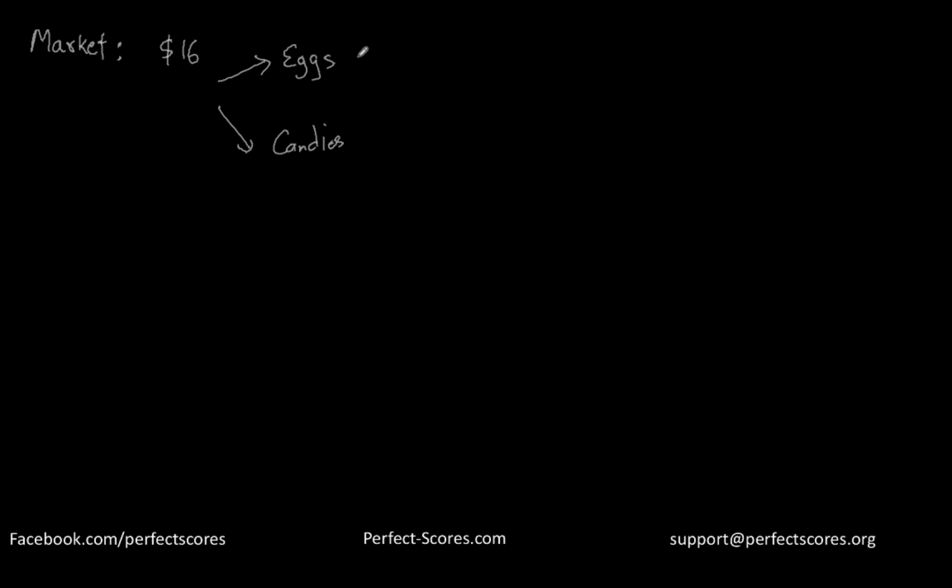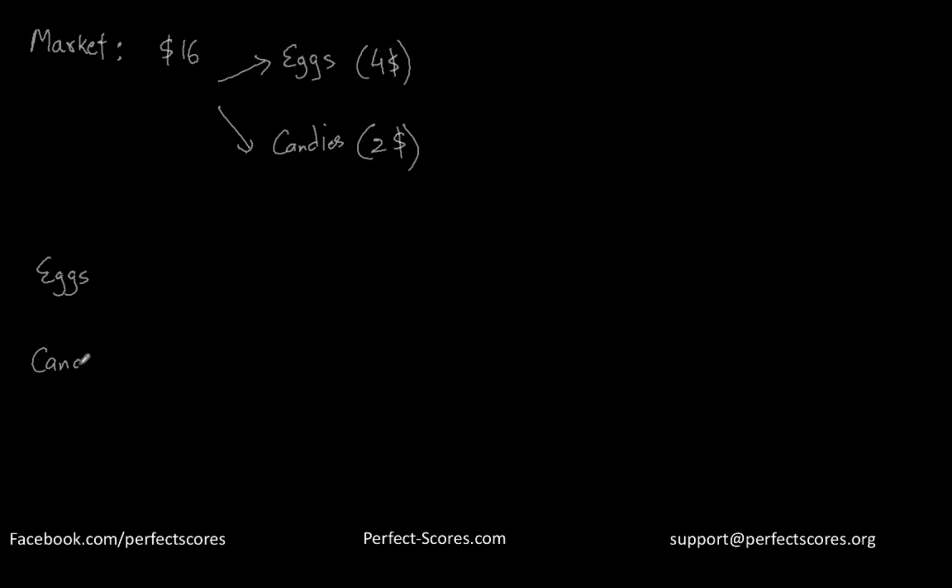So let's say an egg costs $4, right? And a candy costs $2. Fine. Just a simple hypothetical scenario right here. We're saying you're going to the market, you have $16 with you, you want to buy eggs or candies and no other product, and an egg costs $4 and a candy costs $2. So what are the various scenarios that can exist?